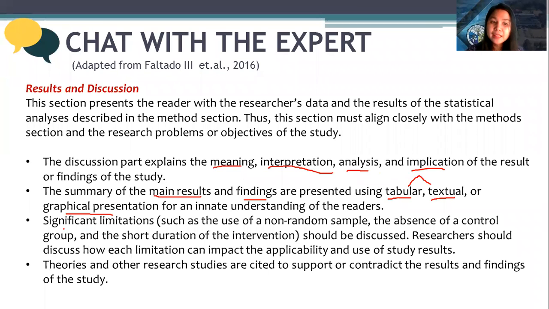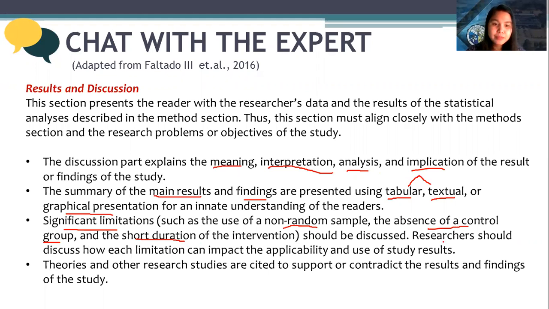Then you cite your significant limitations. For example, why is it that your study goes like this? Why is it that sleep quality is not related with academic performance? What can be the limitations in your sampling, in the absence, for example, of a control group where you can compare it, and the short duration of the intervention?